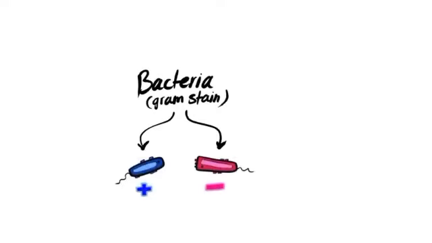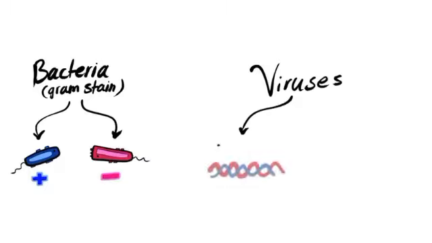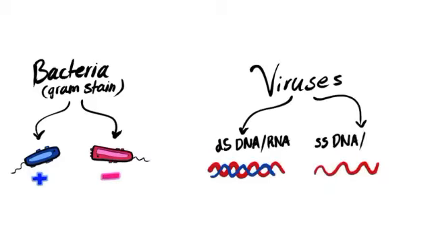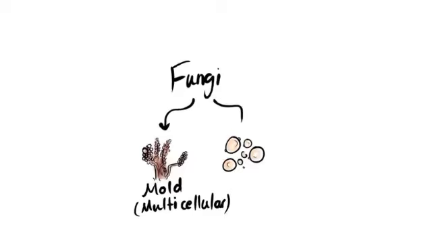In bacteria, we use gram stain, either positive or negative, to categorize them. In viruses, we depend on their genome, DNA or RNA, whether it's single-stranded or double-stranded, to categorize them. In fungi, they're either divided into molds, which are multicellular, or yeasts, which are unicellular.